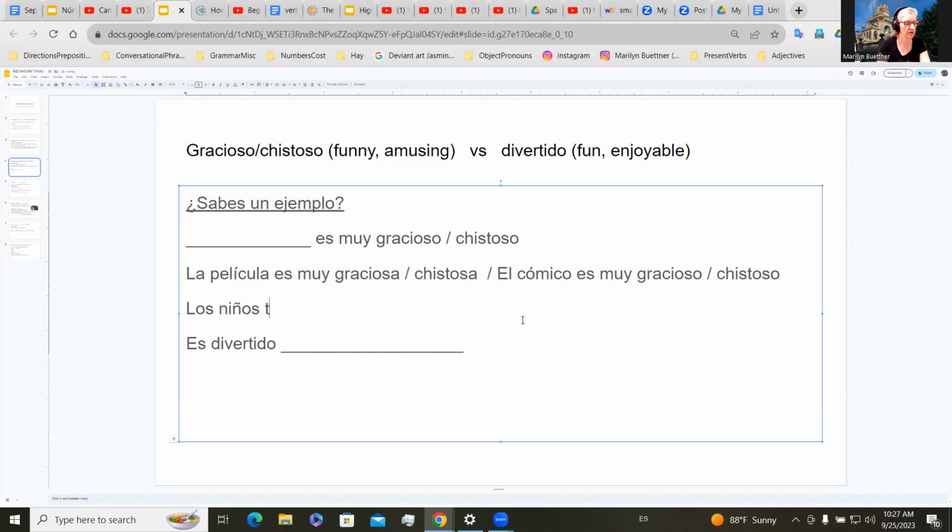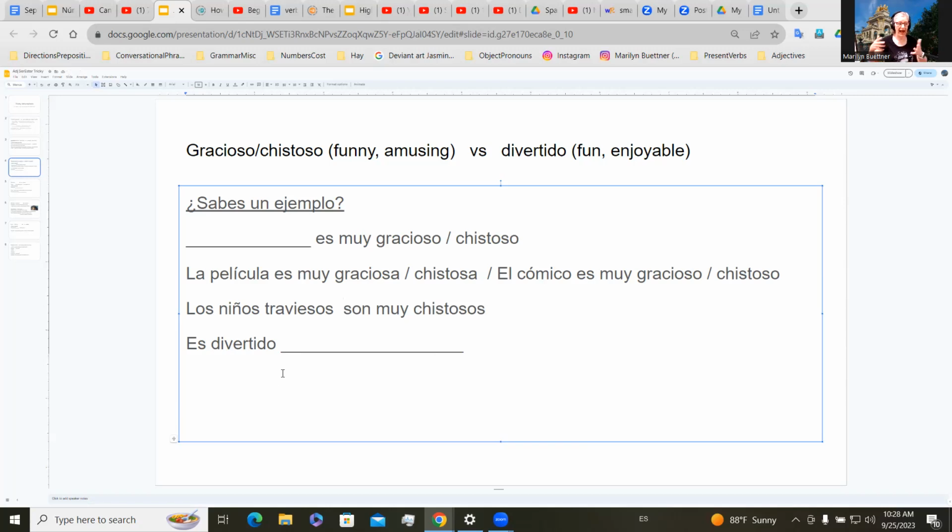Los niños traviesos. Traviesos es mischievous. Los niños traviesos son muy chistosos. Yeah, if the kids are kind of little pranksters, they're funny, okay? Pero es divertido. It's fun. When we say something is fun, it just means it causes enjoyment, not necessarily a belly laugh, okay?